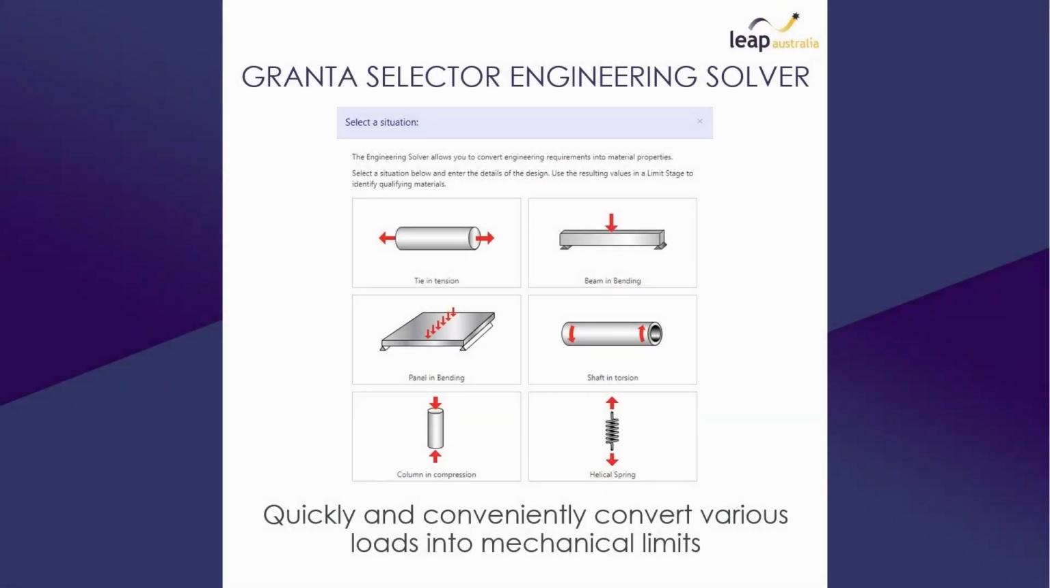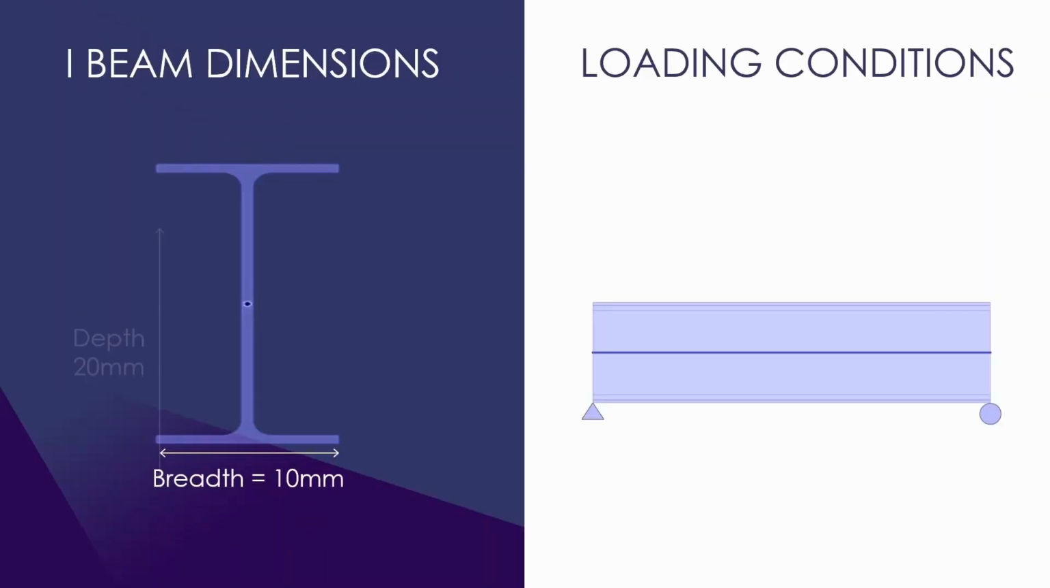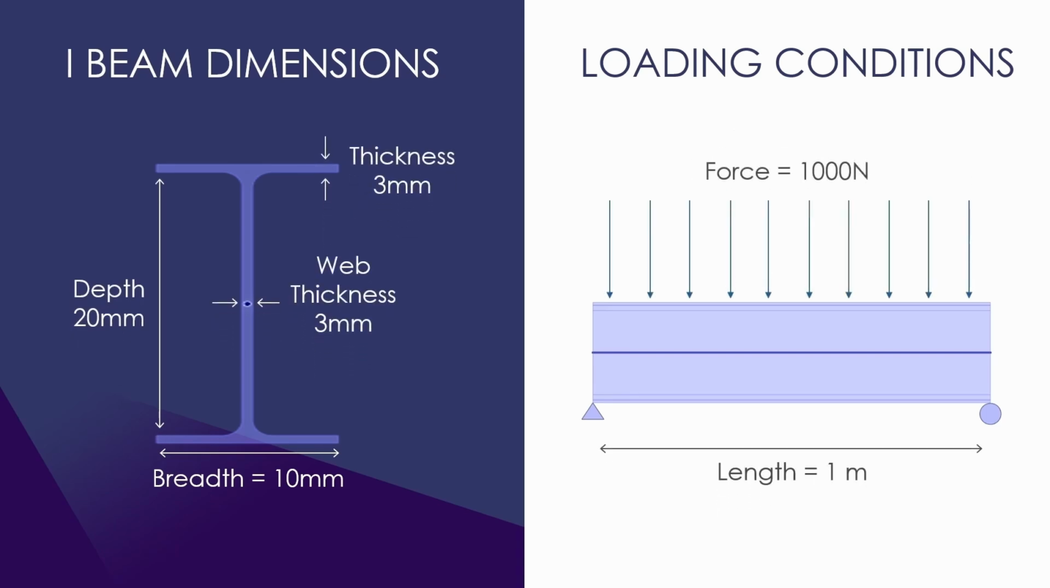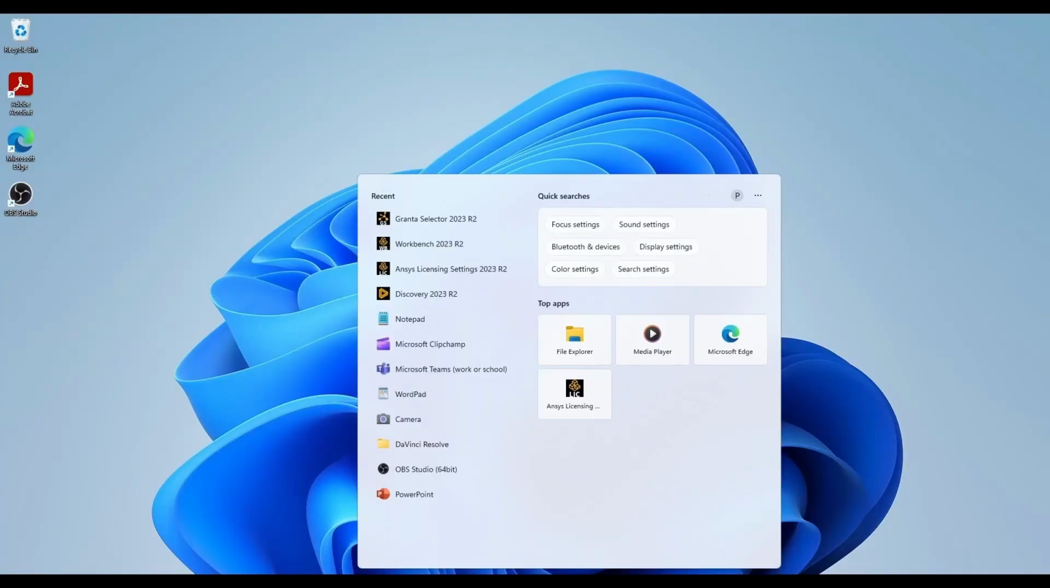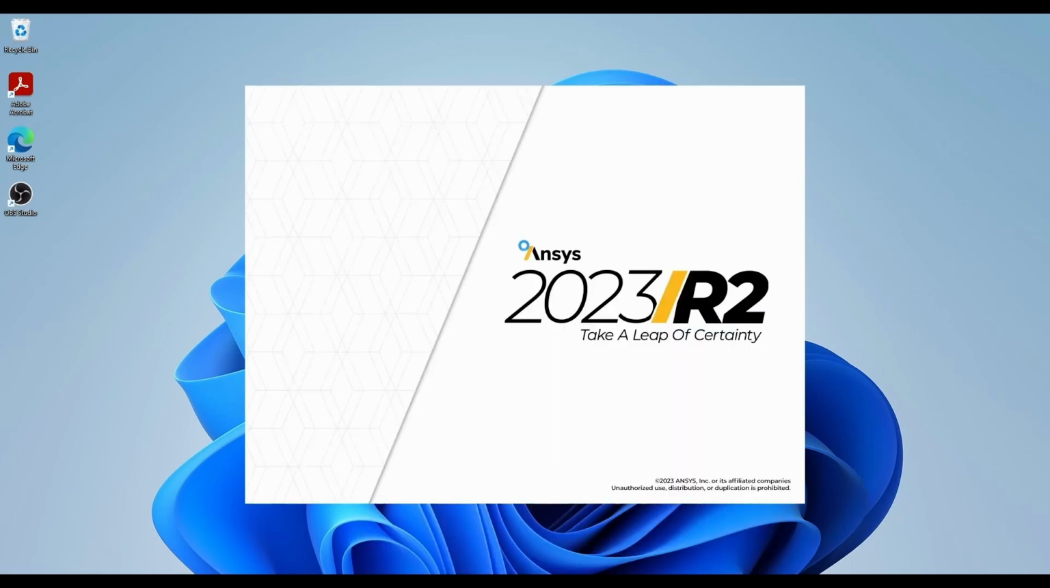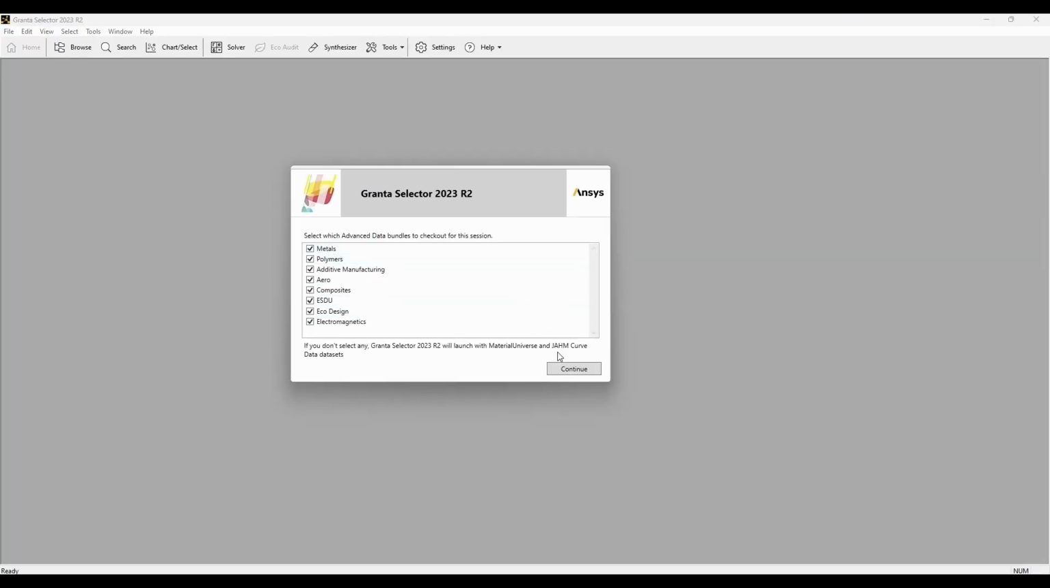In this video, we will explore the workflow of picking the best material for a model undergoing a standard loading condition using the engineering solver tool. To begin, let's overview our loading condition of a simply supported I-beam with a uniformly distributed load of 1000 newtons across its length. Granta Selector can be opened through either Ansys Workbench or as a standalone software, as shown in this tutorial using the Windows search bar.